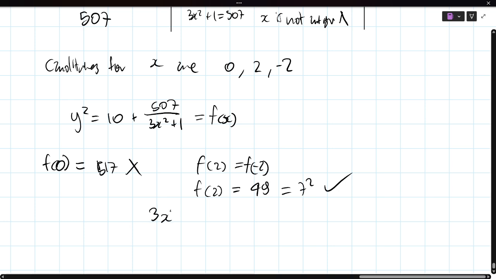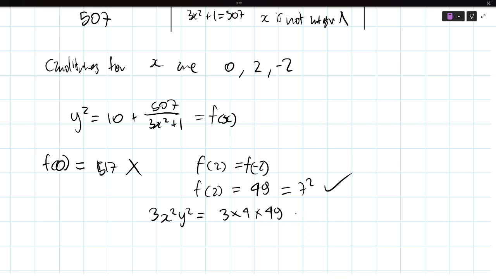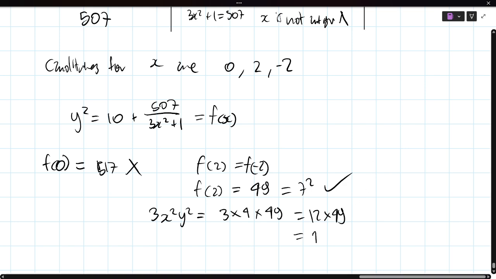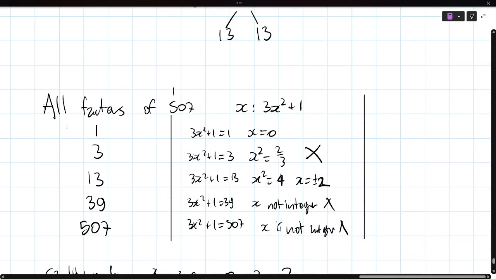So now we need to find 3x squared y squared. I know x squared is 4, y squared is 49, so 3 times 4 times 49, which is 12 times 49, which is 490 plus 98, which is 588. And that should be my solution, or at least my 3x squared y squared.